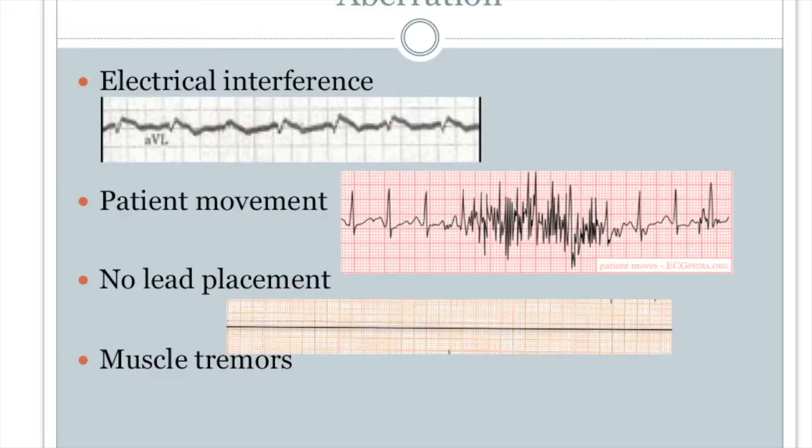Here on the no lead placement, we have a flat line. Well, a flat line does mean that there's no cardiac conduction going on, but most often it's because the lead set is not connected to the telemetry box. The patient went to take a shower, and their lead box is not hooked up on them. So if you see this, you may want to go check on your patient, make sure their lead set and their box are connected together and the batteries are still good. Muscle tremors often look like the patient movement up here. Just be aware that that is not an accurate rhythm.